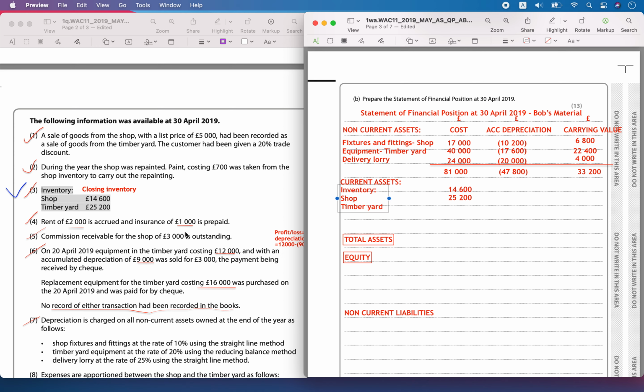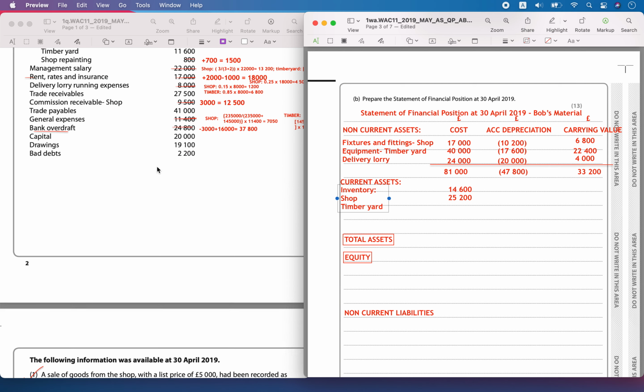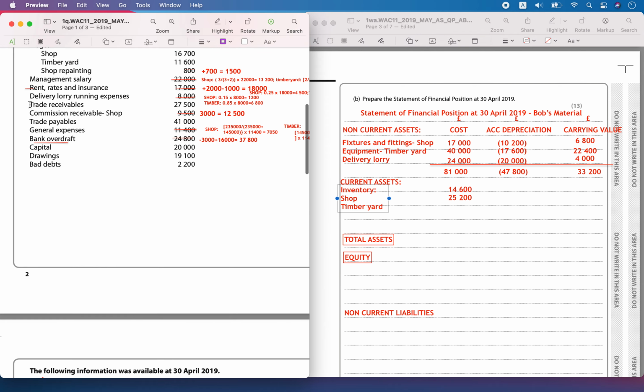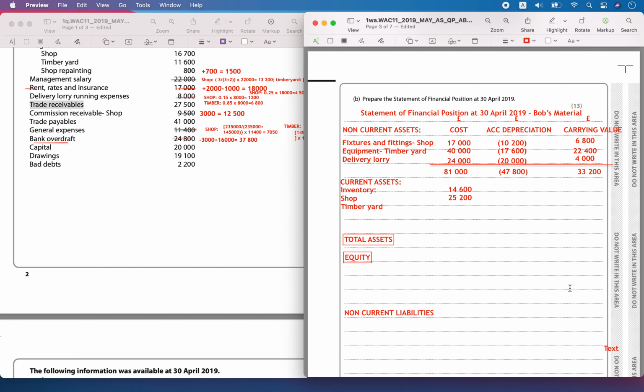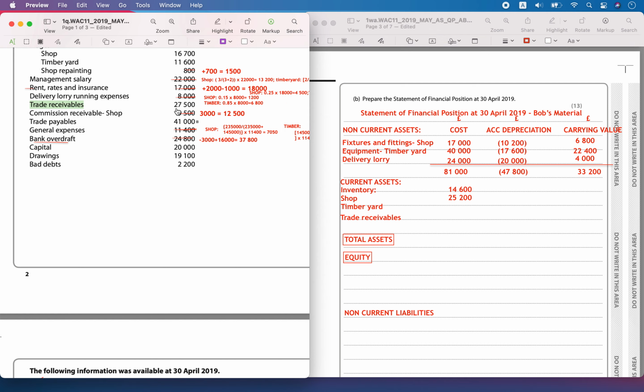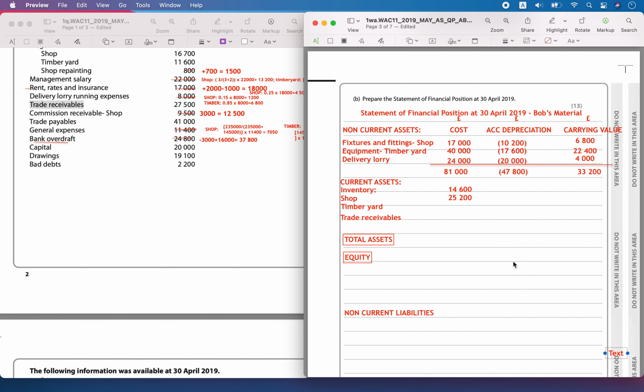That is one of the current assets. Then you have the trade receivables. Trade receivables is a current asset, and it was around 27,500.